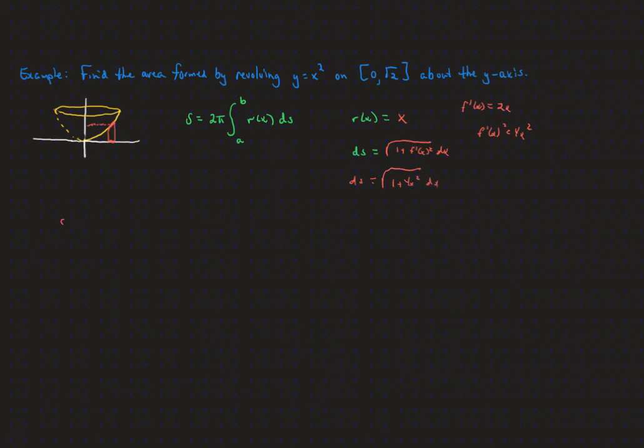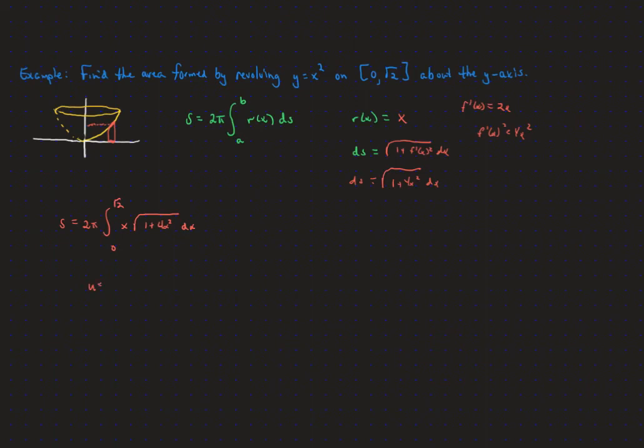So that will make our surface area be 2 pi. We're going to integrate still from our x limits, 0 to square root of 2. And we've got our radius, which is the x, times our differential slant height, which is the square root of 1 plus 4x squared dx. So I'll go ahead and work this out using a u substitution just for the practice.